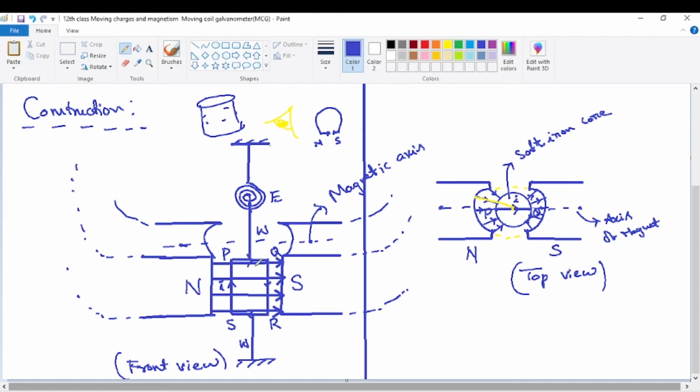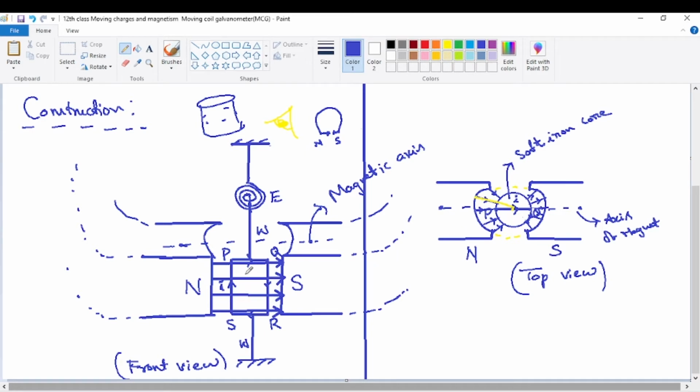So this plane of the coil, you can see that initially it's parallel to the magnetic field lines of force. You see, this magnetic lines of force is exactly parallel, meaning parallel to the magnetic field. And also it can be seen that it's parallel to the magnetic axis of the magnet.